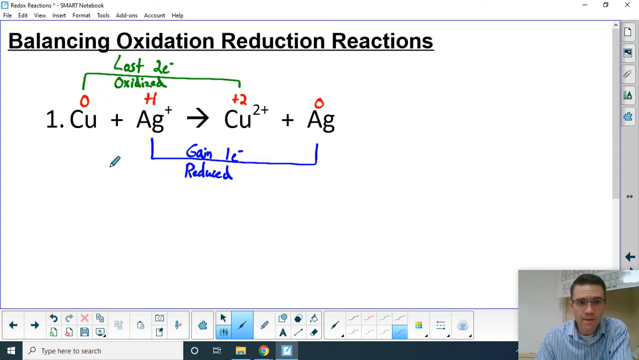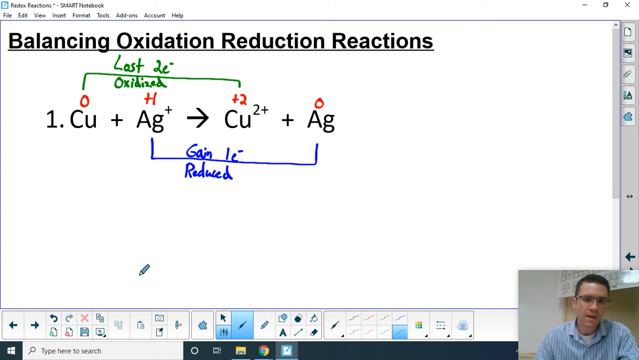Oxidation involves loss. Remember, OIL RIG. And it lost 2 electrons. It goes from a 0 to a +2 charge. And the only way you can get more positive is if you lose negative electrons. Your silver gains 1 electron, and we would say silver got reduced.